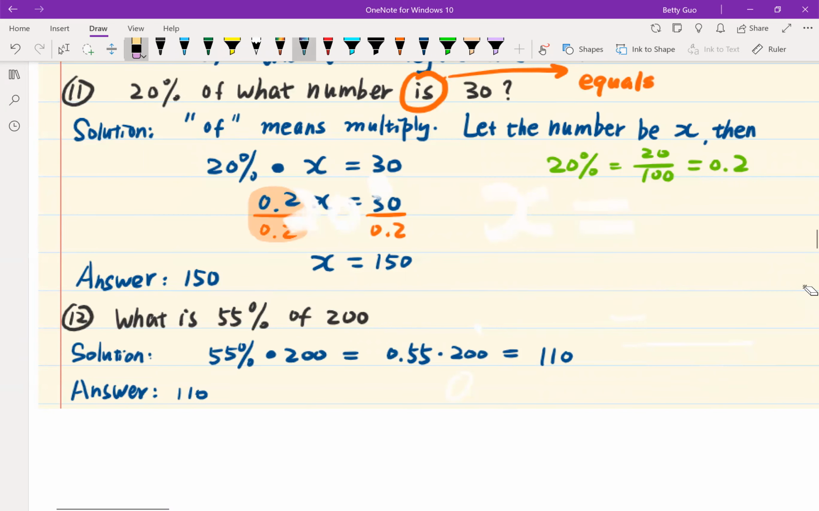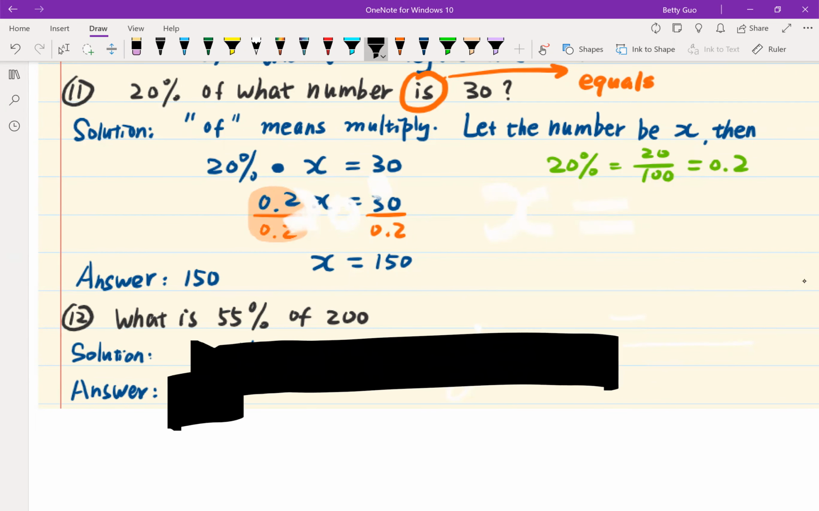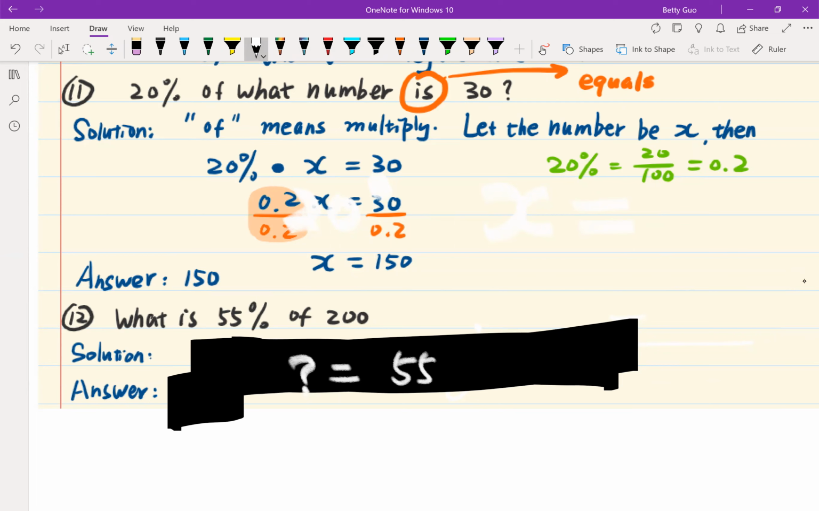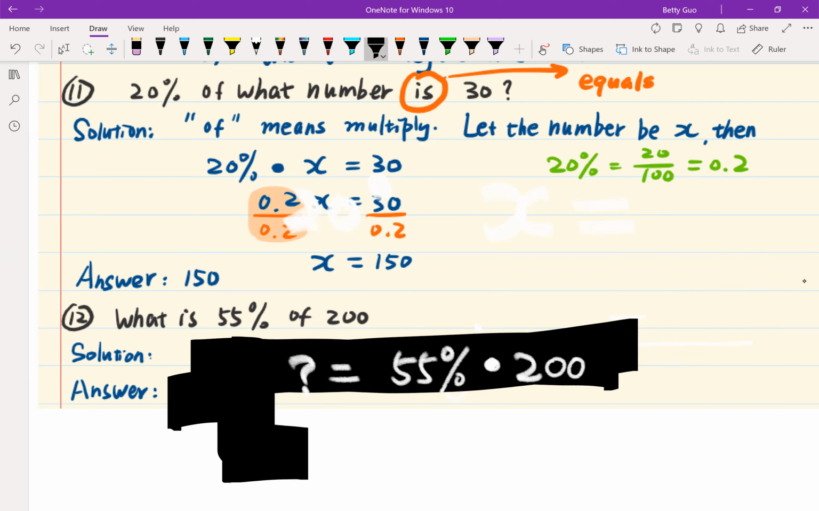Let's see number 12. Number 12: what is 50% of 200? This one is even easier. OF means multiply, right? 50% of 200. You tell me, what is 50% of 200?